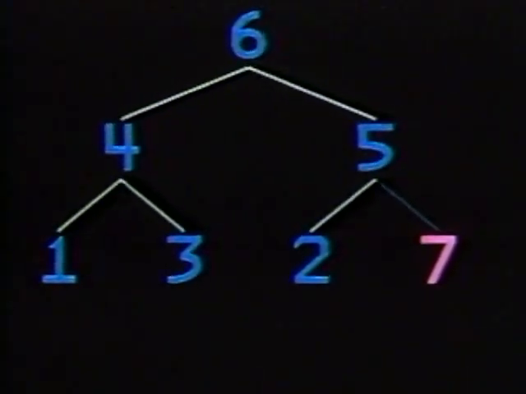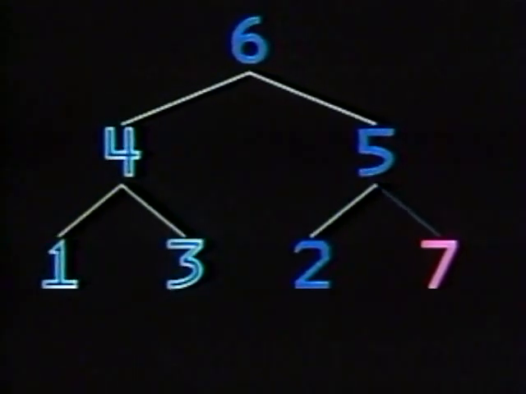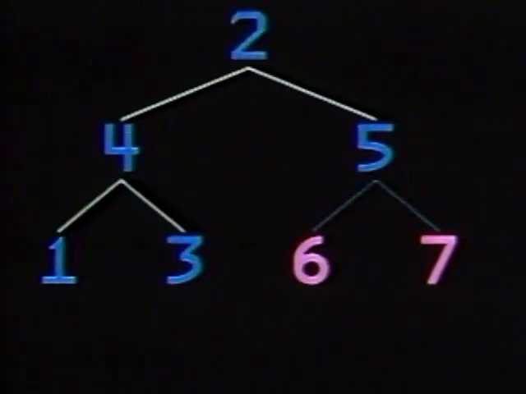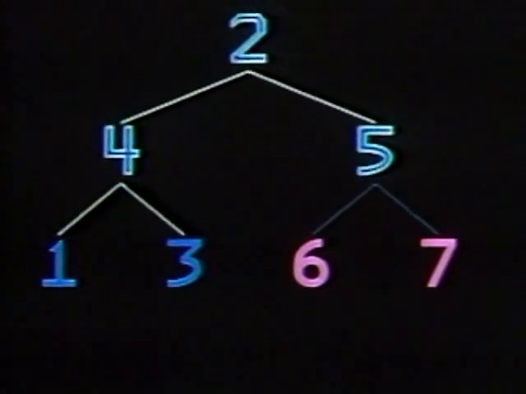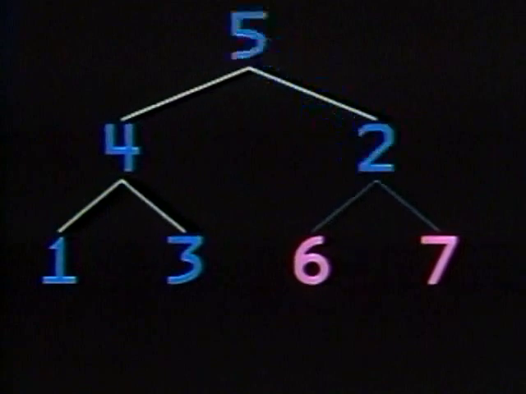We now move the 6 into its correct position, and also remove it from the tree. Each successive pass brings the largest remaining item to the top of the tree, and then switches it into its correct position.